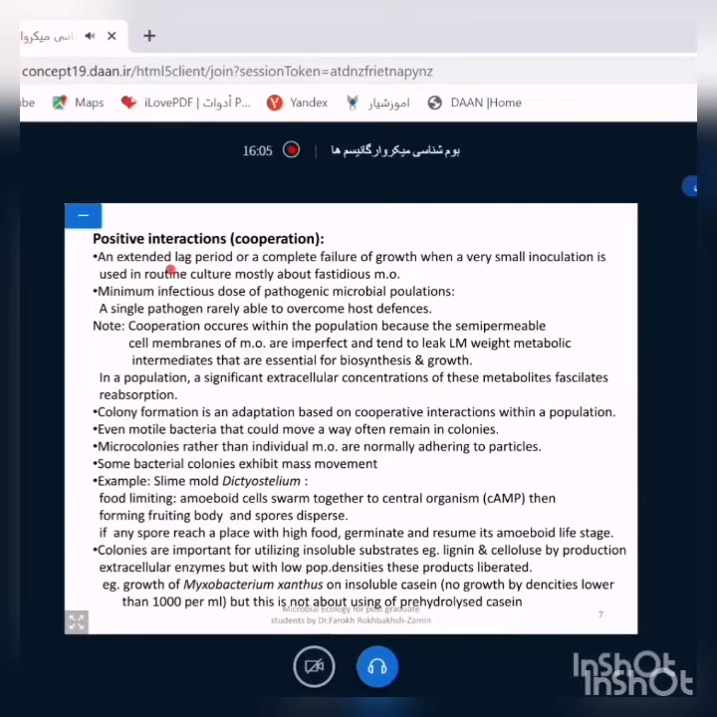Okay? So the more the number, the more they help each other to start absorbing food, to start going to the logarithmic phase. An extended lag period or a complete failure of growth occurs when a very small inoculation is used in routine culture, mostly with fastidious microorganisms. What can you understand? If the number is low, there is no growth. If the number is high, there is growth. So we understand when we have a population, a group, they can help each other and they can grow. So it is positive interaction. So it is cooperation.